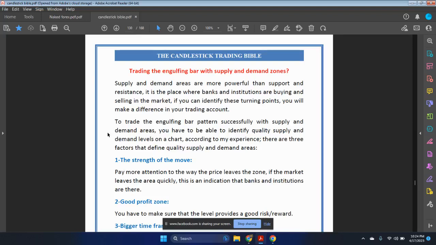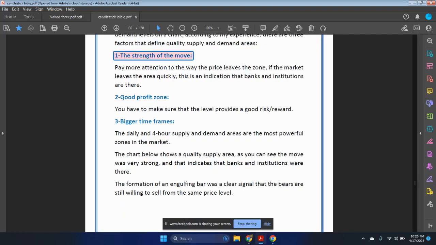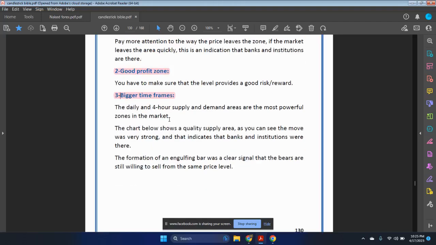According to my experience, there are three factors that define quality supply and demand areas. One, the strength of the move. Pay more attention to the way the price leaves the zone. If the market leaves the area quickly, this is an indication that banks and institutions are there. Two, good profit zone. You have to make sure of bigger time frames. The daily and the 4-hour supply and demand areas are the most powerful zones in the market, as we should know.